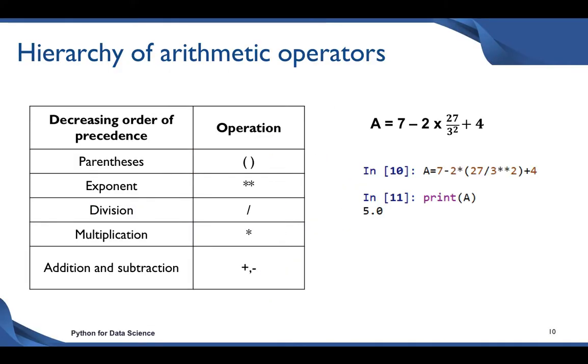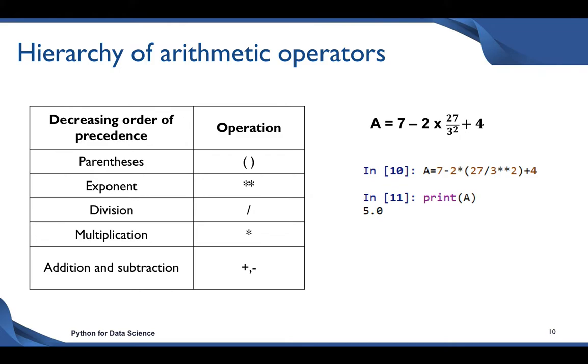Okay. Now in this slide we have the hierarchy of arithmetic operators. On the right hand of the screen you could see an expression: a equal to 7 minus 2 multiplied by 27 divided by 3 raised to power 2 plus 4. So this expression could be evaluated as 7 minus 2 multiplied by, in bracket, 27 divided by 3 raised to power 2 plus 4. We now want to know how this expression is evaluated.